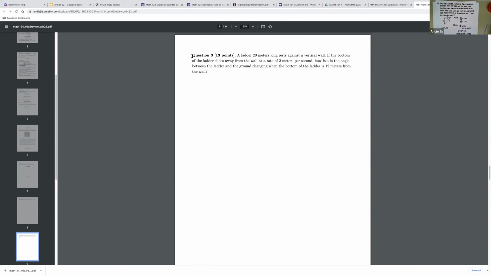I think for this one, it's related rates. So it's like a ladder against the wall, so it's a triangle. The bottom of the ladder slides away, so x gets larger and larger. So x is increasing.